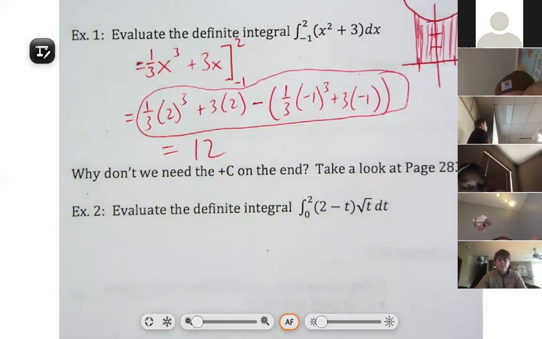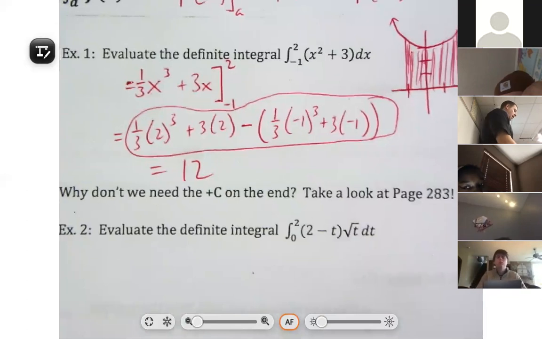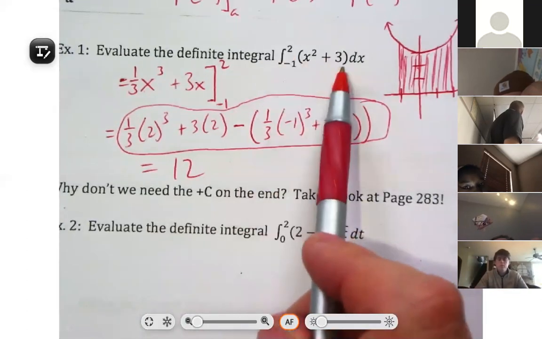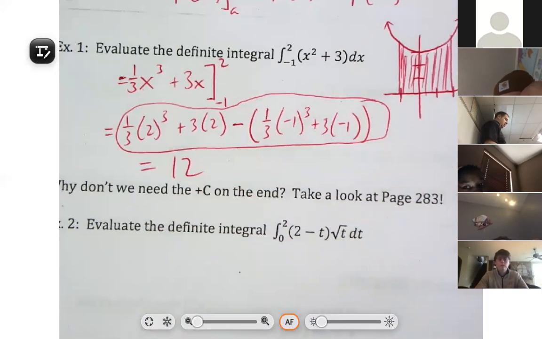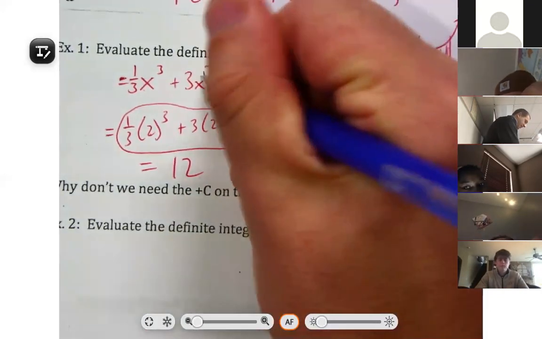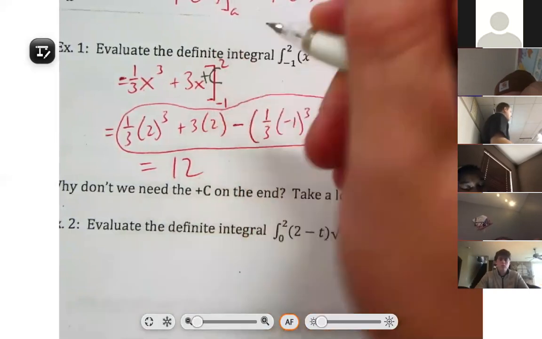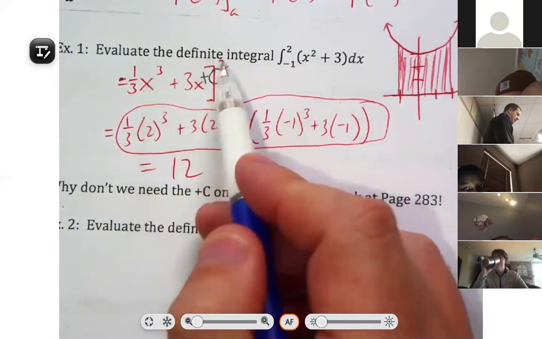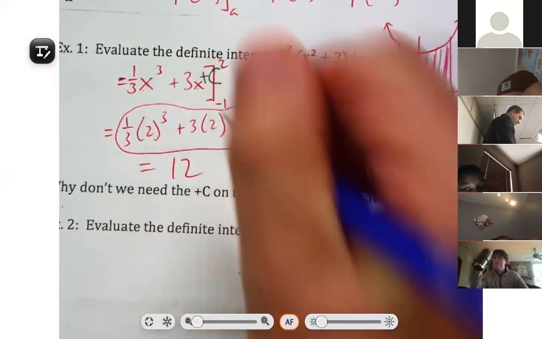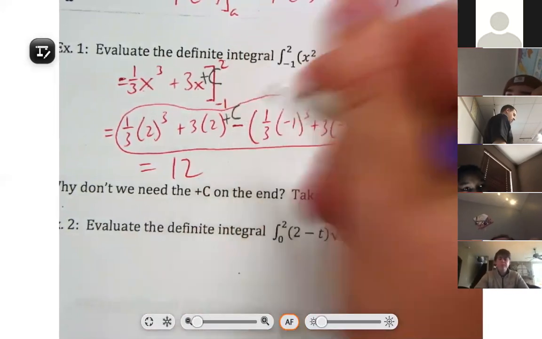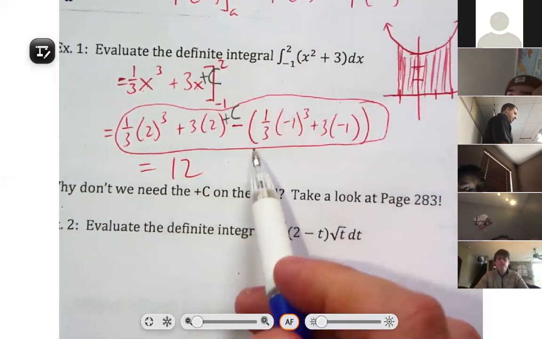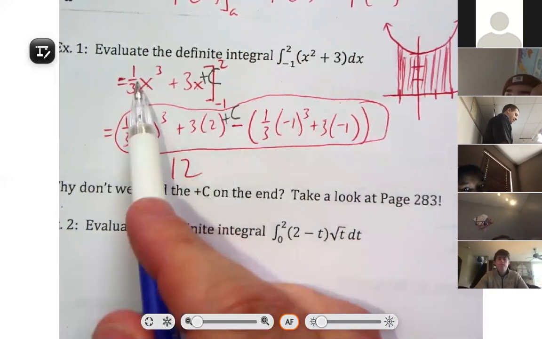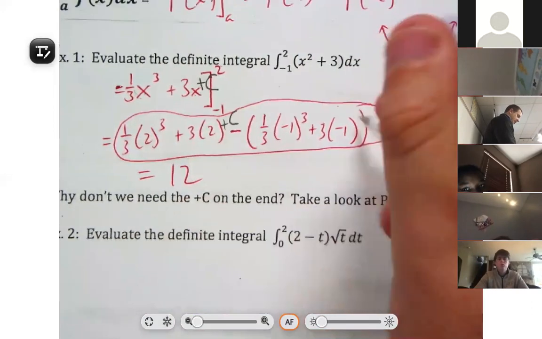Here's the reason why. You technically are putting plus C, but I want you to look at why we don't have to. So imagine that when I integrated, I did put plus C, okay? Imagine I did. So right here on the end, I put plus C, just like all the other problems we did. Then I would plug in 2 for the x here and the x here, and then I would have plus C. And then I would put minus parentheses, and then I would plug -1 in for the x here and x here, and I would have plus C on the end here.